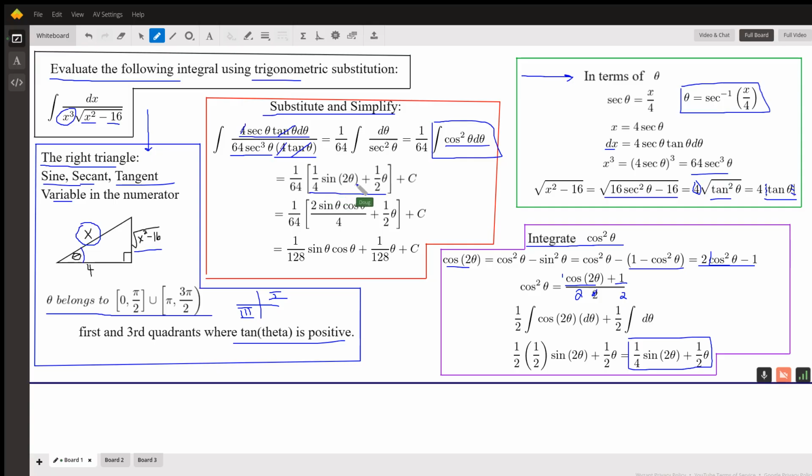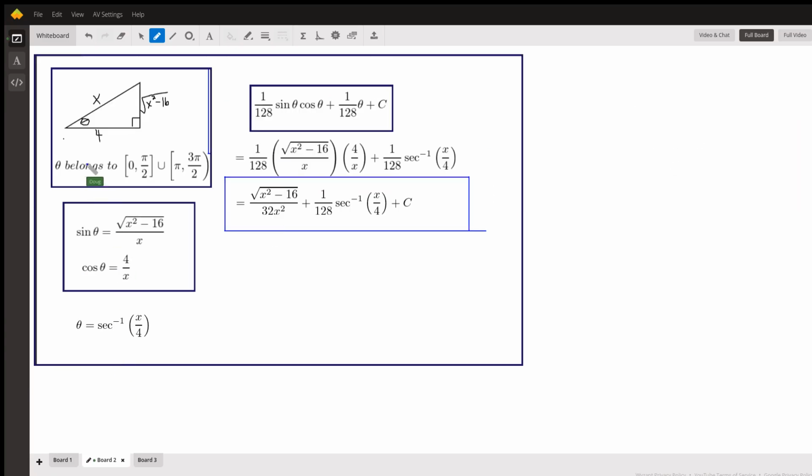Using the trig identity that the sine of twice an angle is 2 sine theta cosine theta, I can cancel these. And that's where this 128th comes from, plus 128th of theta. Okay, so there's a possible antiderivative in terms of theta. But now we've got to go back to x. And so we'll be using this little right triangle again. Here's what we got in terms of theta. But the sine of theta, looking at this right triangle, is the square root of x squared minus 16 over x. Cosine theta, 4 over x.